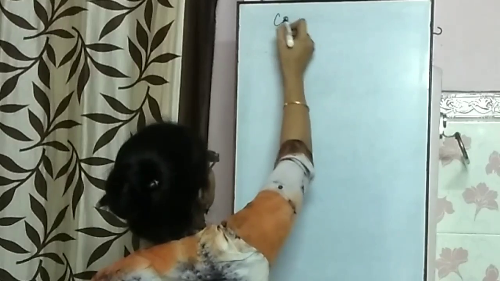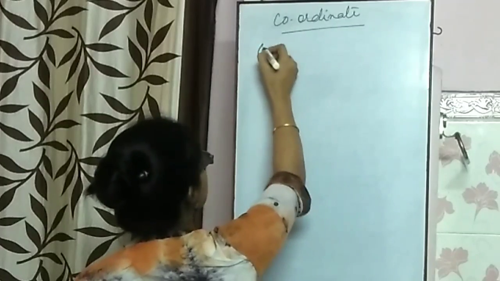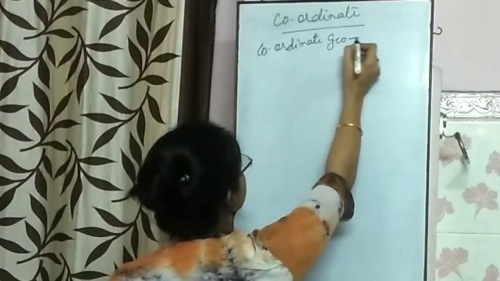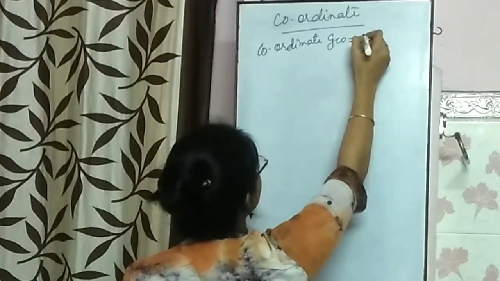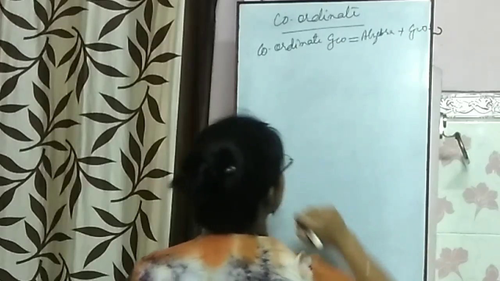Why is it called coordinate geometry? Because it's a branch of geometry where we use algebra, and as we do this whole geometry on this graph, it is called coordinate geometry. So coordinate geometry means algebra plus geometry.